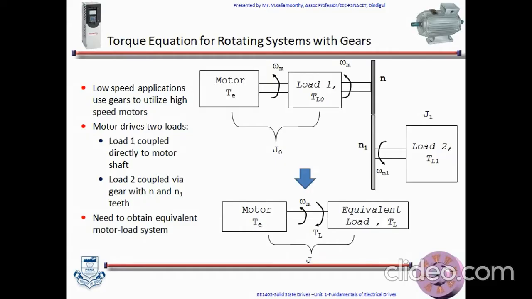Now we have to make an equivalent motor load system for the system which has two loads, one connected with the gear and one directly through the motor shaft, which will be something like this: a motor with torque Te, omega m as speed and TL as equivalent load torque, and J as the moment of inertia of the equivalent system.